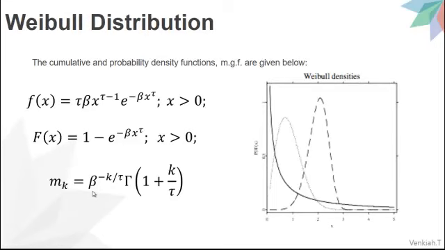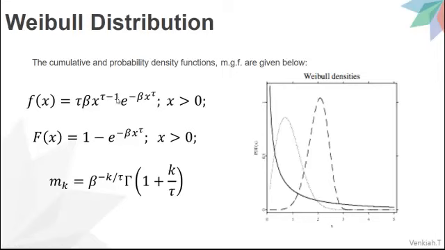Weibull distribution. The Weibull distribution also does not have a closed form solution for its Laplace transform. We could have f of x, the probability density function, described as shown, and the cumulative distribution function shown here. That's the marginal. A condition of the Weibull distribution is that your tau here has to be greater than 0.